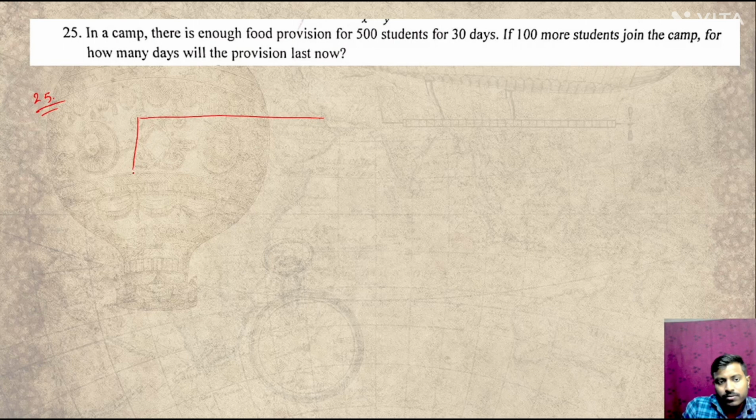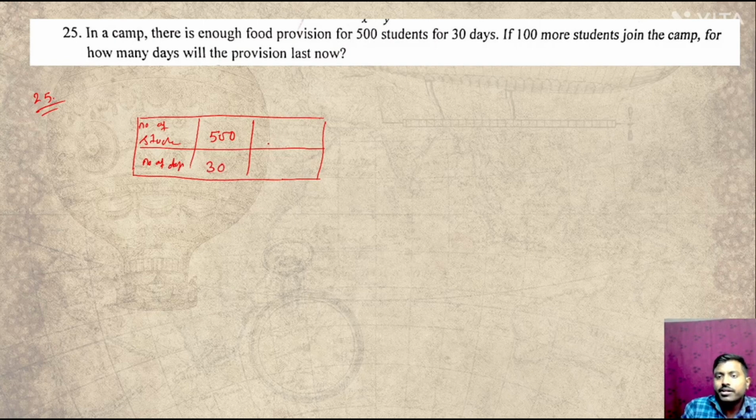This is a direct and inverse variation question. First, write down number of students, that is 500, and number of days equal to 30 days. Again 100 more students, that is 600, and how many days, that is x. So this is the case of inverse variation.